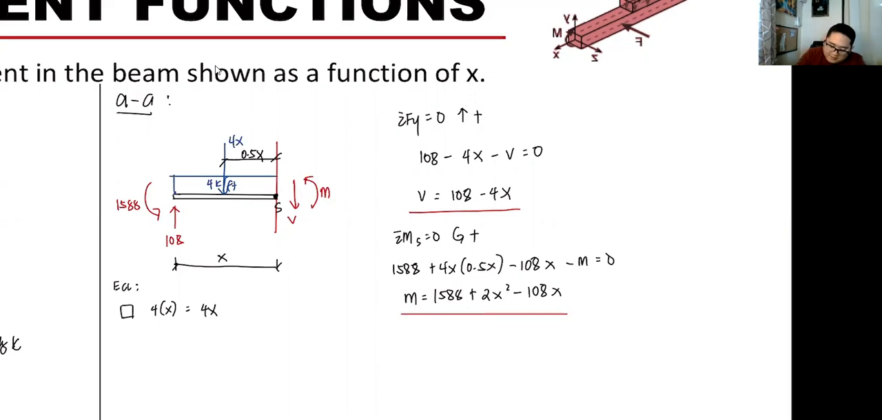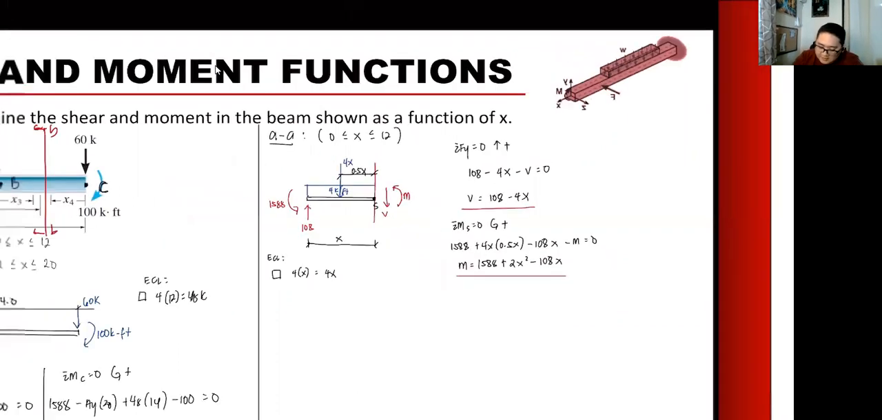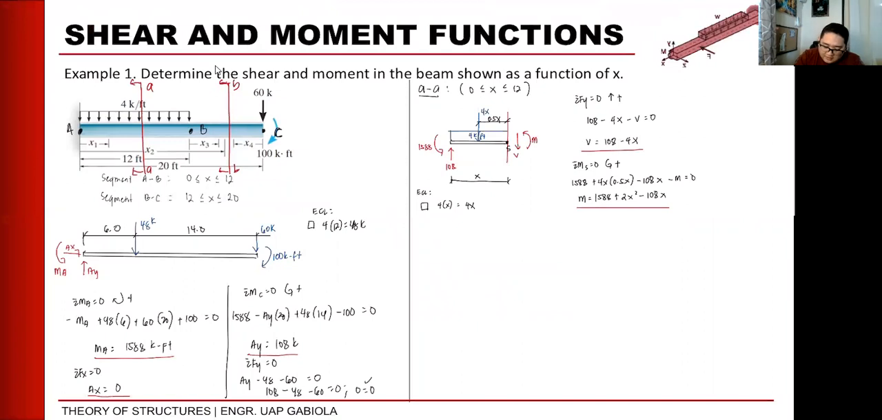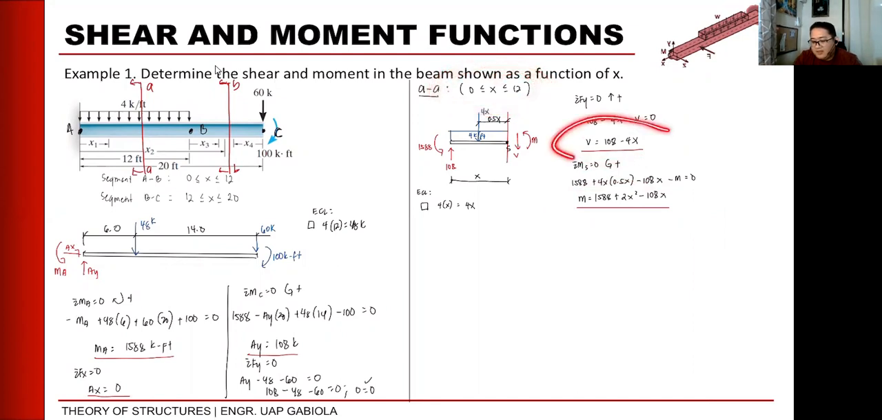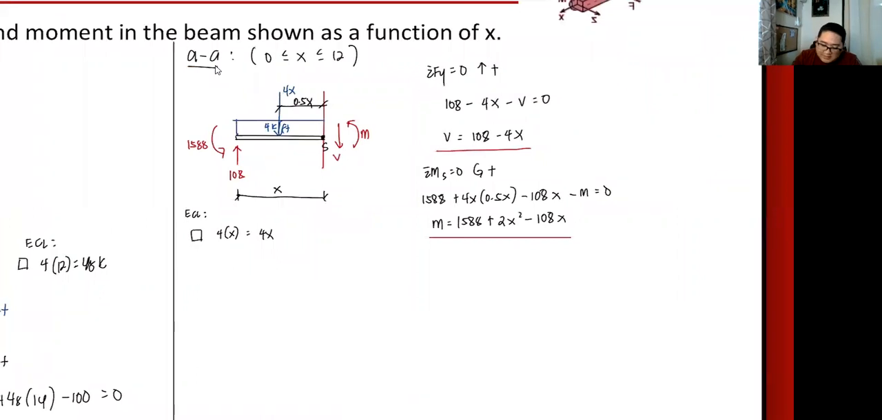Meaning, dun sa segment AB natin, wherein yung distance natin is 0 less than x less than 12. Ibig sabihin, any point na i-consider natin dito, halimbawa itong point na to, halimbawa 8 meters mula doon sa support natin, ito lang yung gagamitin nating equation sa kanya para makalculate natin yung value. Okay? So, any value ng x basta within dito sa range na to, makukuha na natin yung value ng v at m niya without even cutting every point na i-consider natin. Okay? So, ito na yung mga steps natin.